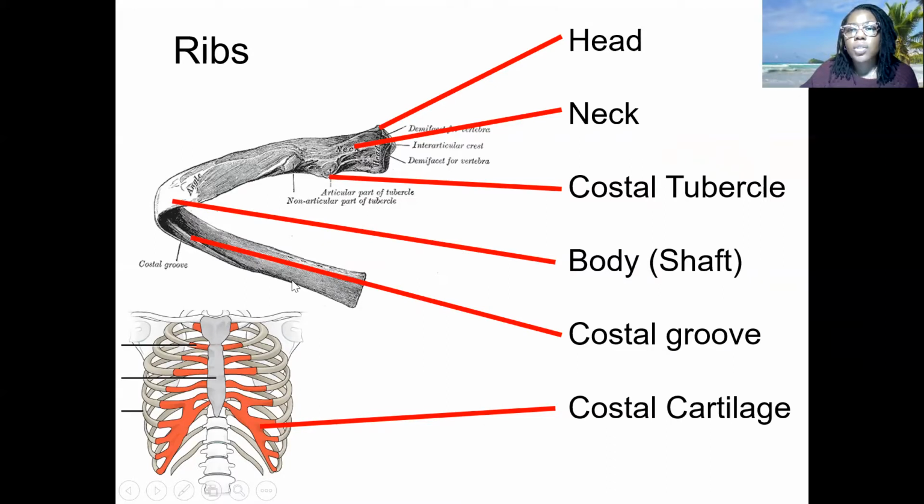There's also the costal tubercle. So I kind of alluded to this structure earlier. It's a kind of bump along the neck of the rib. This is where the rib articulates with the transverse costal facet of the vertebra at that level.